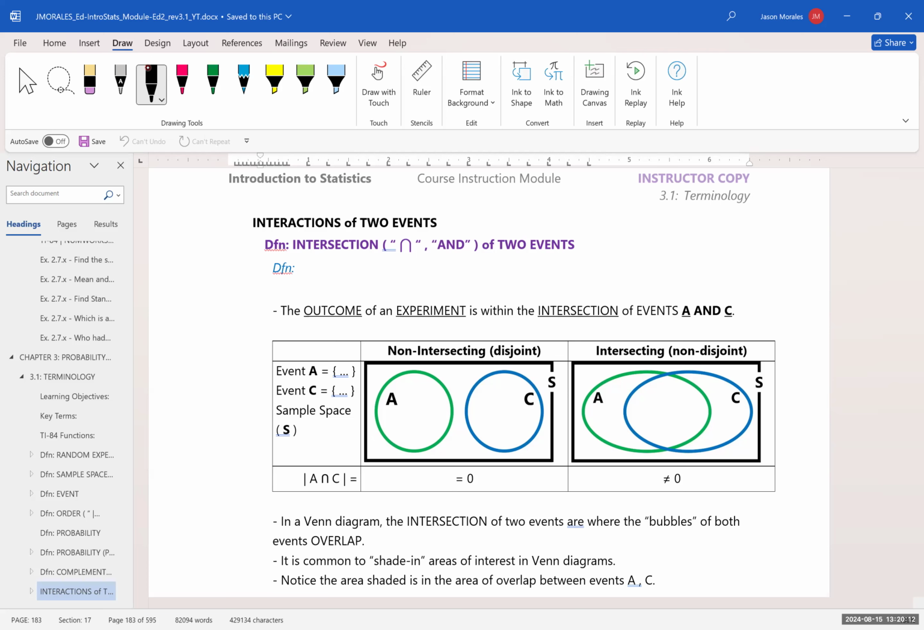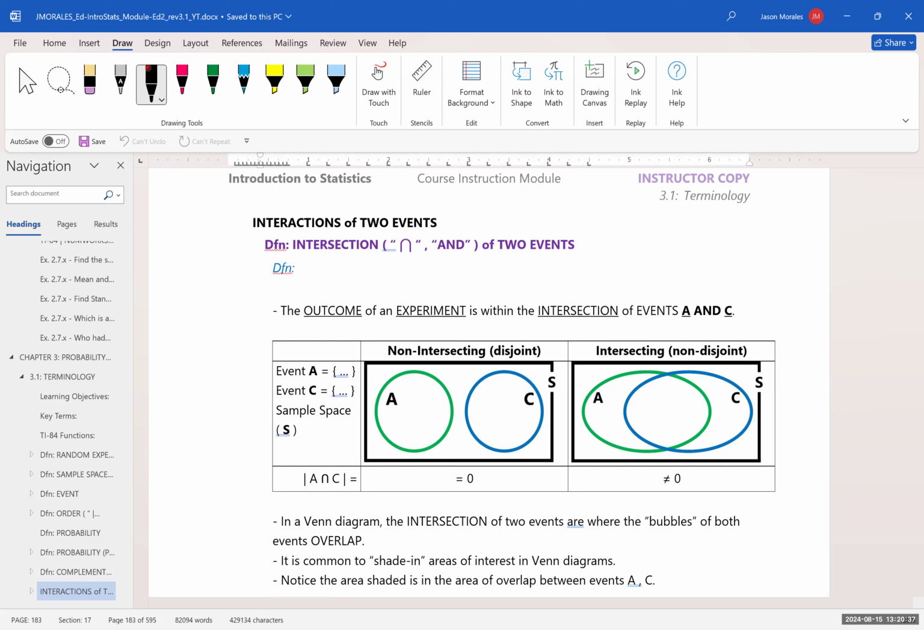So next in this section, we're going to look at how two events interact. There's two basic ways that they can interact, and you can calculate the probability of the interaction between two events. So first, we're going to look at the intersection of two events.